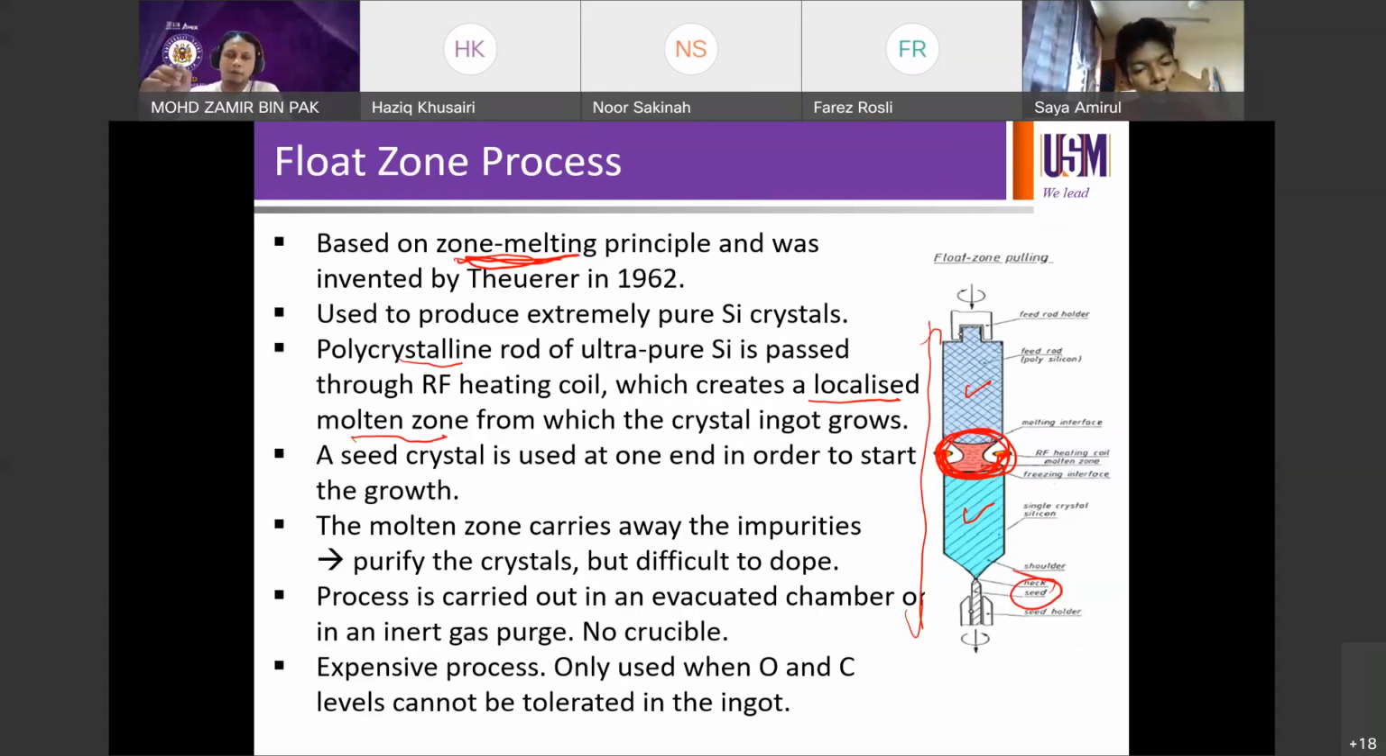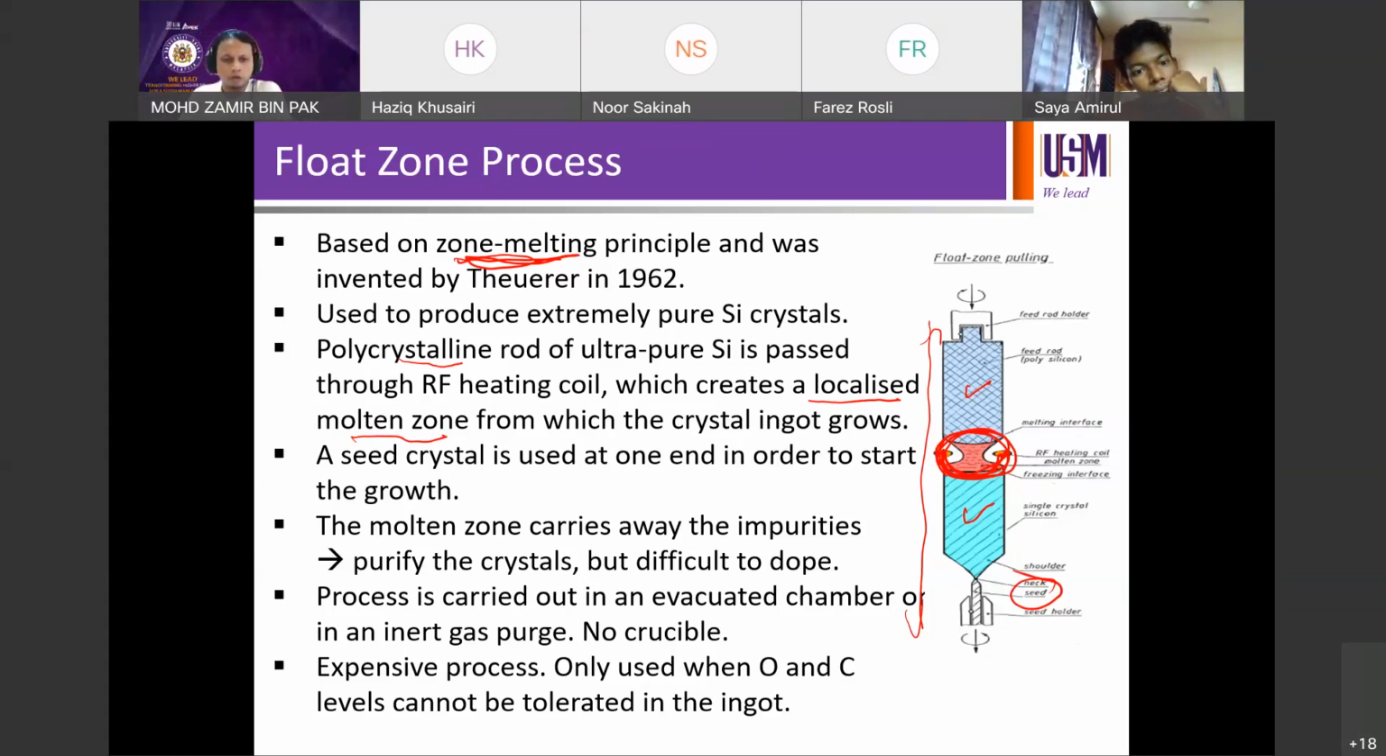Okay, so the molten zone carries away the impurities, purifies the crystal, but it is difficult to do. So while melting, the crystal is actually being purified as well, because the moment it melts, it carries together the impurities from the previous zone. Okay, dia lalu kat sini, maknanya dia akan melt dan carry the impurity. So basically impurity itu akan follow the melting and it's brought to the other end of the ingot and therefore purifying the crystal at the same time.